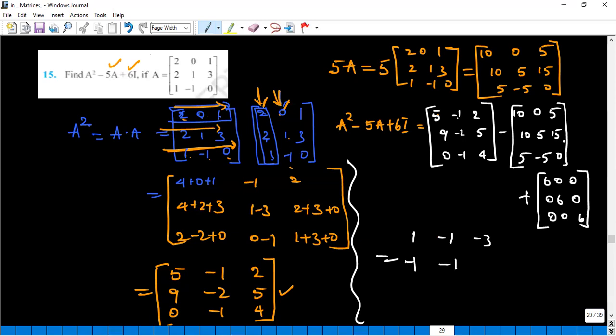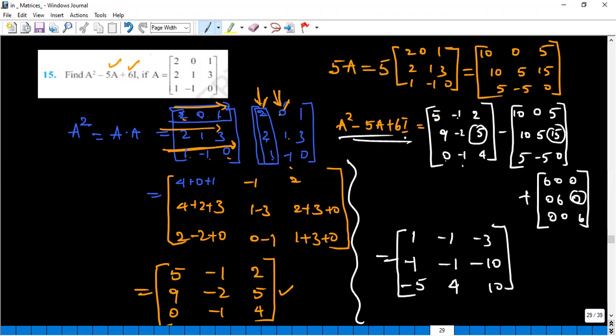5 minus 15 is minus 10, minus 10 plus 0 is minus 10. 0 minus 5 is minus 5. Minus 1 plus 5 is 4. 4 minus 0 plus 6 is 10. This is how you will find out the solution for this.